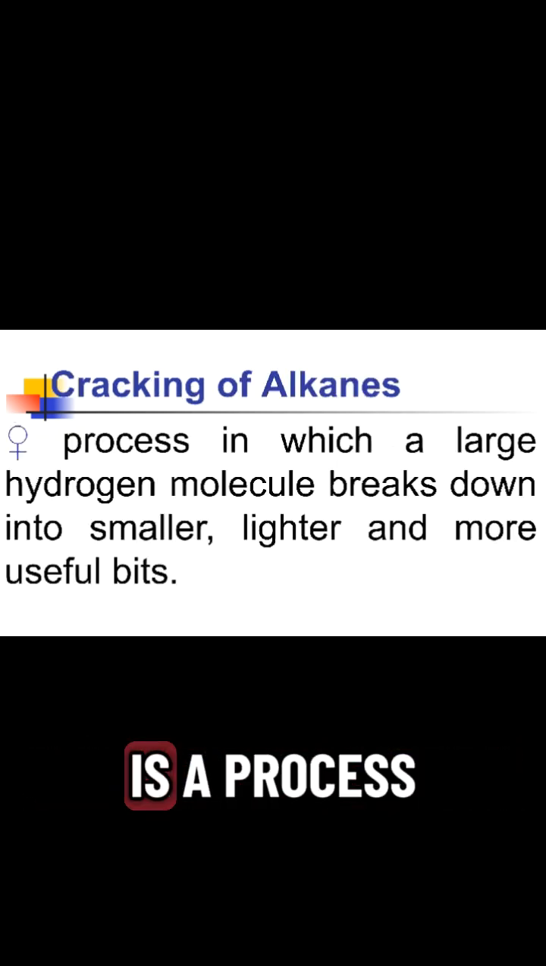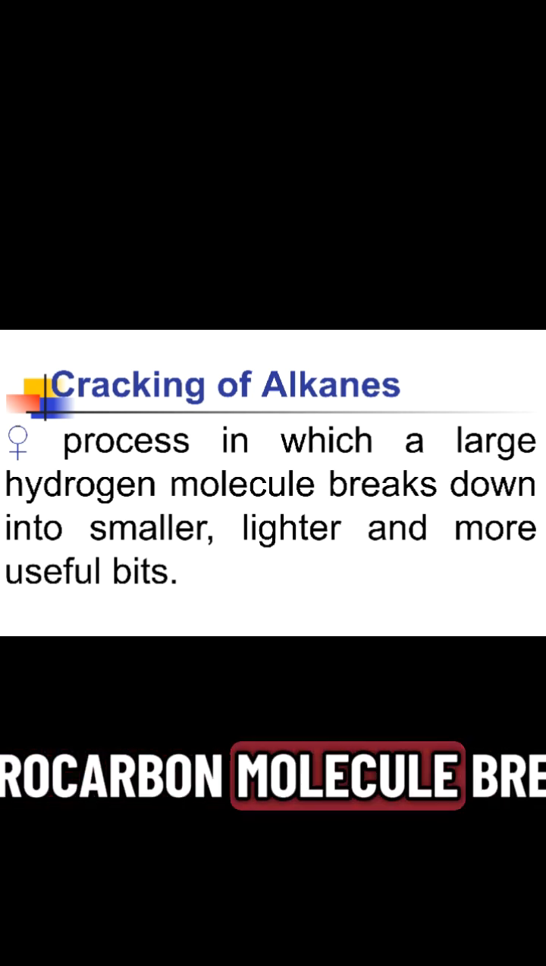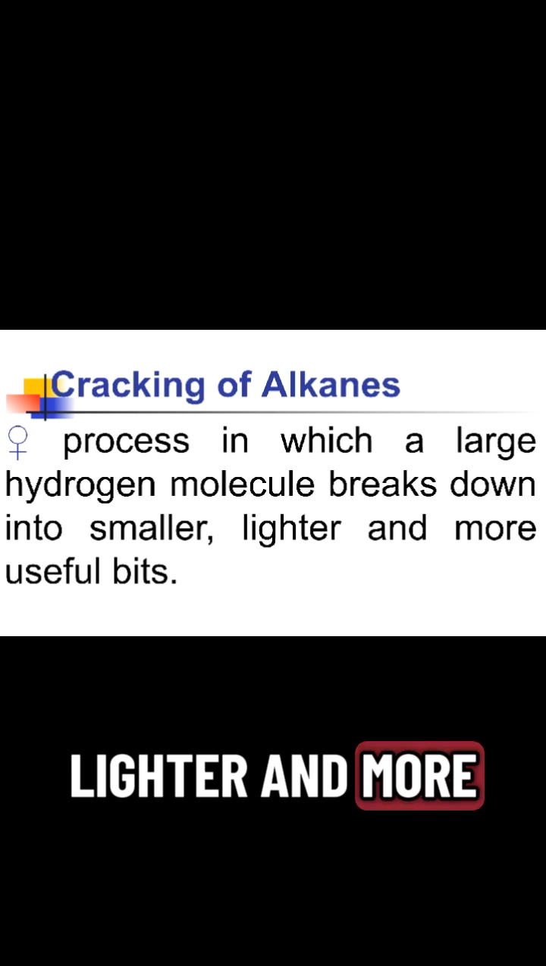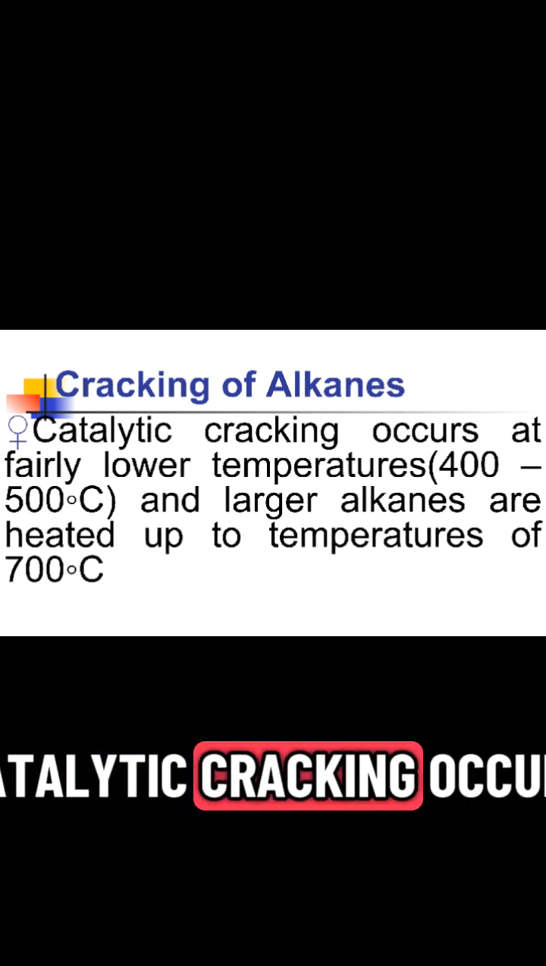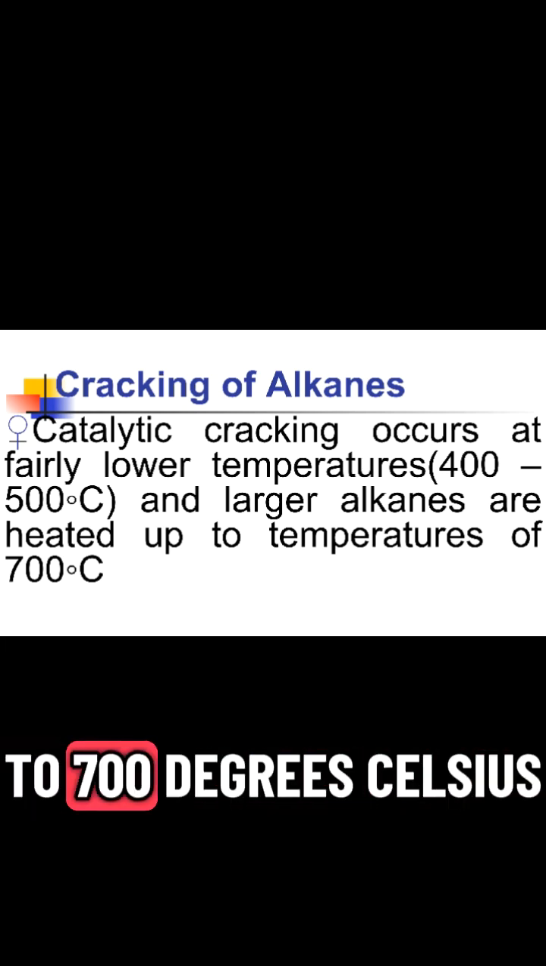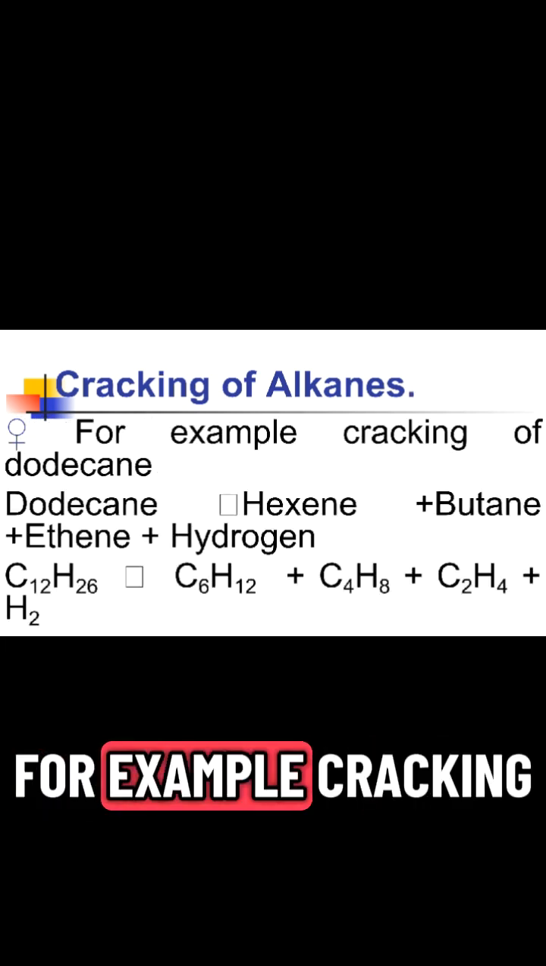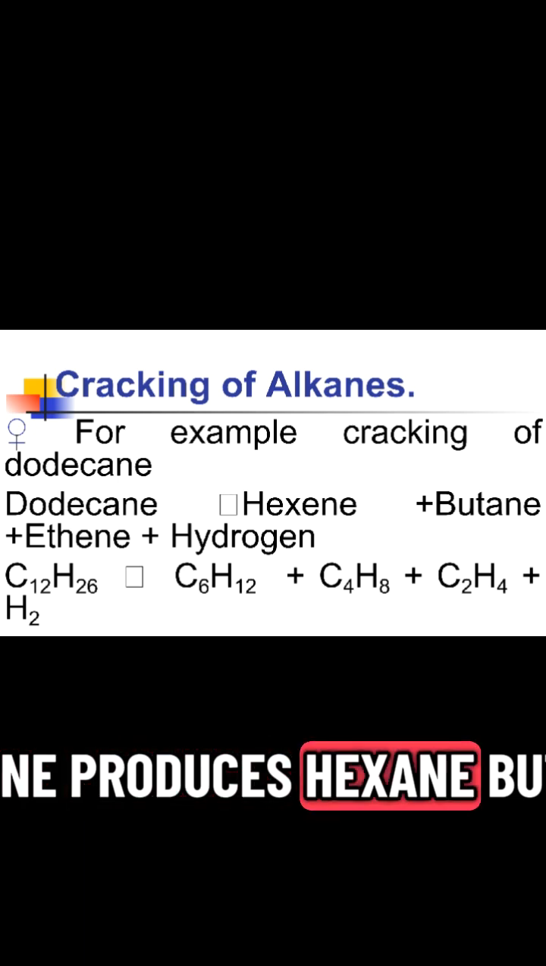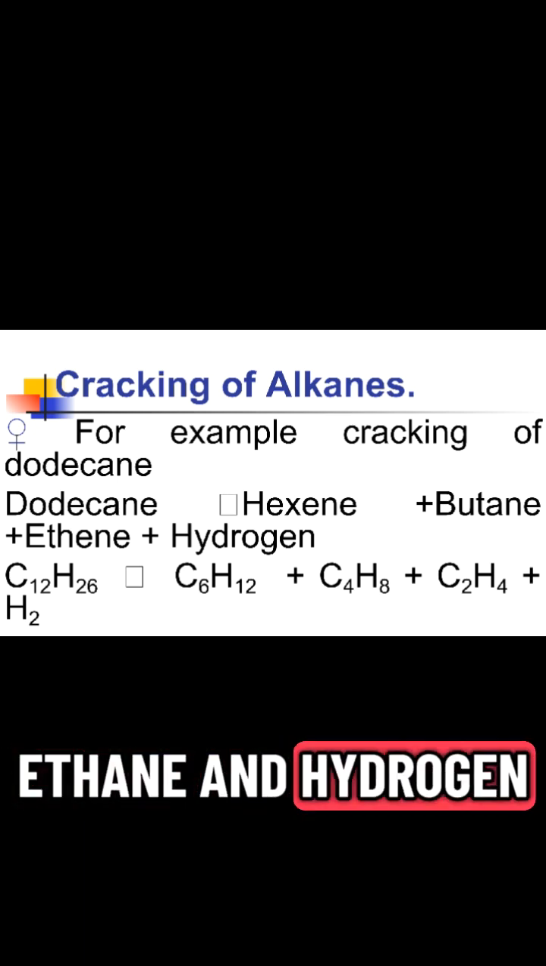Cracking of alkanes is a process where a large hydrocarbon molecule breaks down into smaller, lighter, and more useful fragments. Catalytic cracking occurs at fairly lower temperatures, between 400 to 500 degrees Celsius, while larger alkanes are heated up to 700 degrees Celsius. For example, cracking dodecane produces hexene, butane, ethene, and hydrogen. This diagram illustrates the cracking process of an alkane or paraffin.